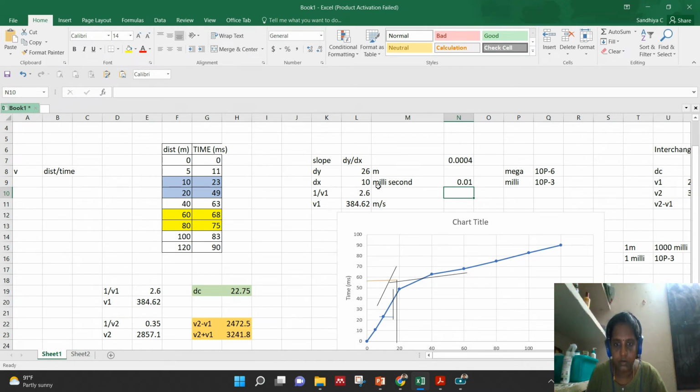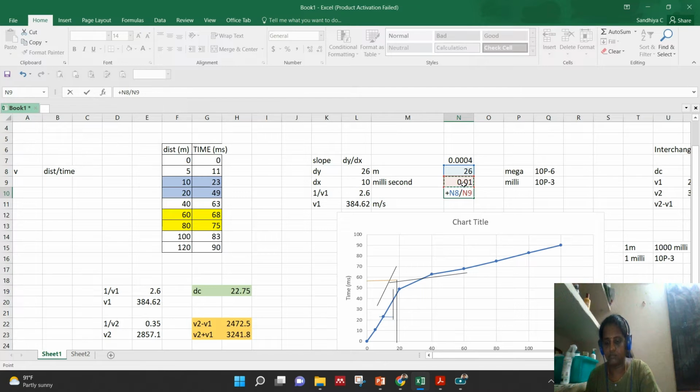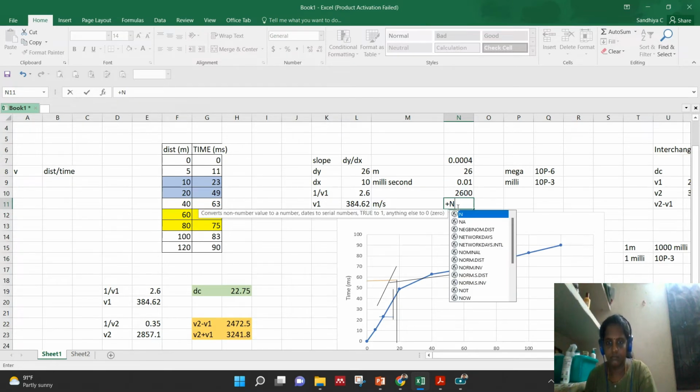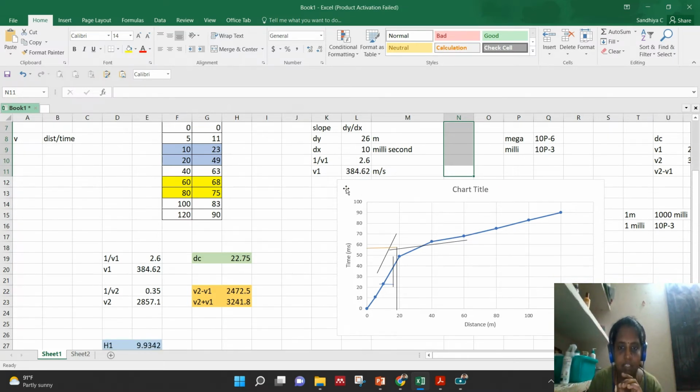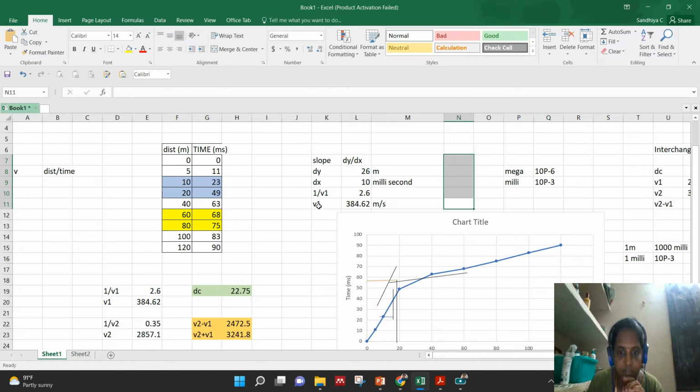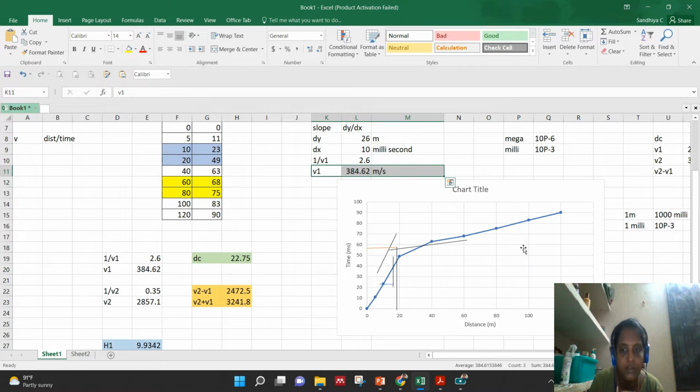Okay, some calculation error is there. I'll come back to this, just give me some 5 minutes. Okay, I'll come back to this. But we'll find the slope, we'll find what the V1 velocity is, and we'll find the slope here. Similarly, I have taken 2 points.